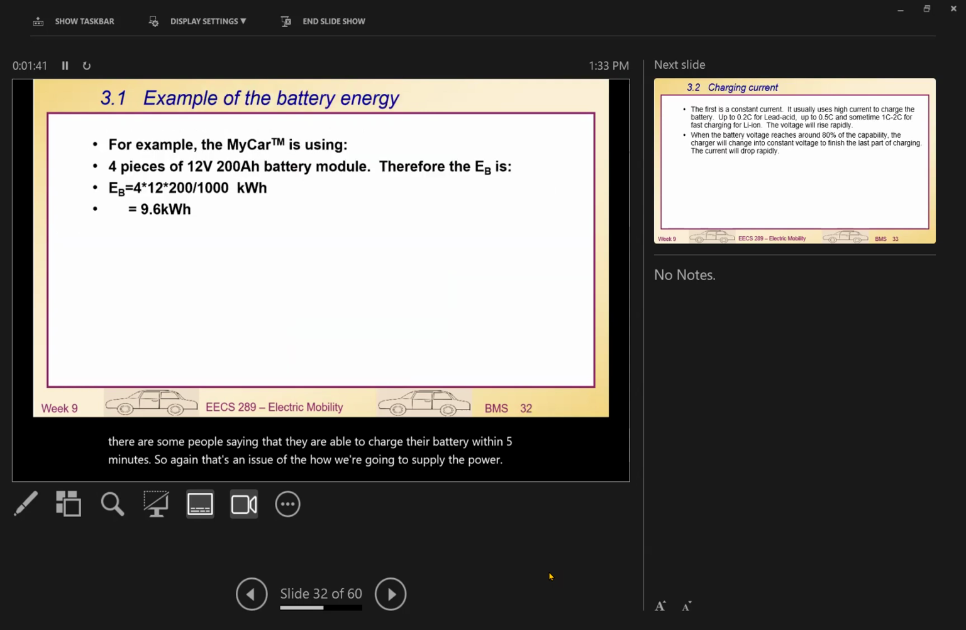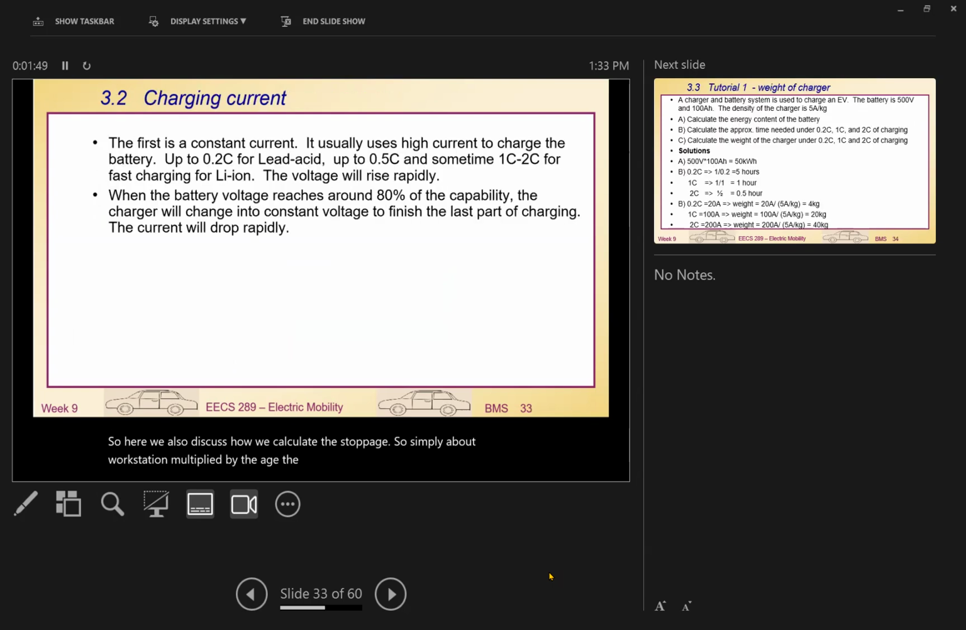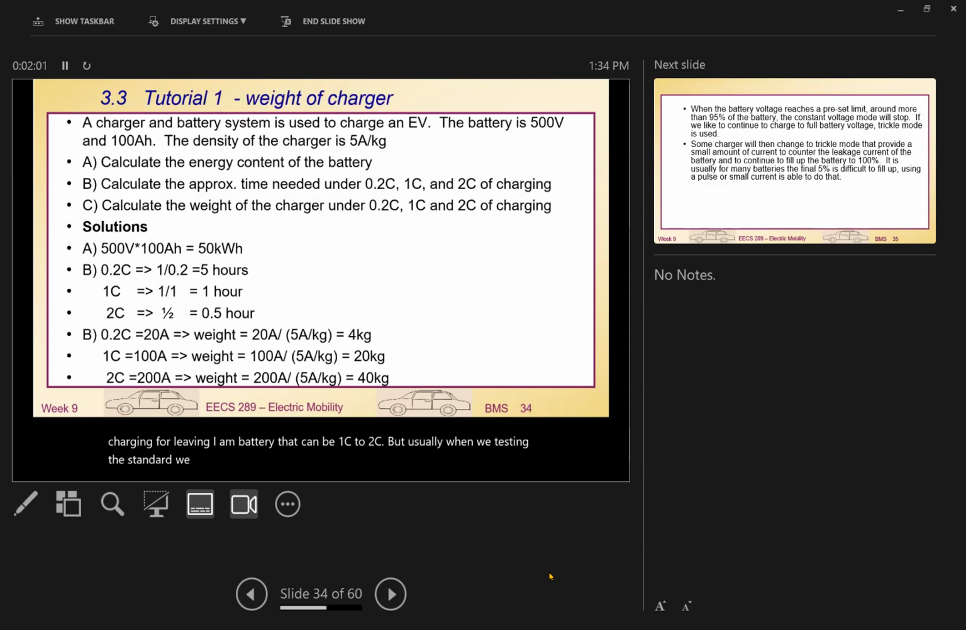So here we also discuss how we calculate the WH. So simply it is the voltage multiplied by the AH, the coulomb. And then we also discuss the charging current, usually using 0.2 C for the charging. For lithium-ion battery, that can be 1 C to 2 C. But usually when we're testing the standard, we're using 0.5 C. So here with some simple calculation, we work out the rate of charge by looking into the current.